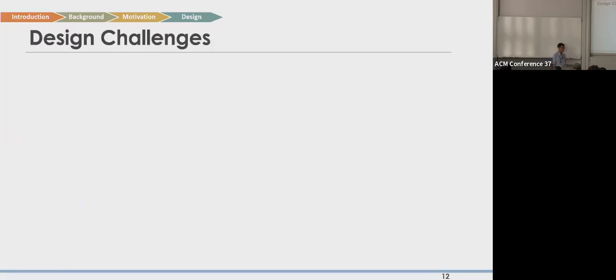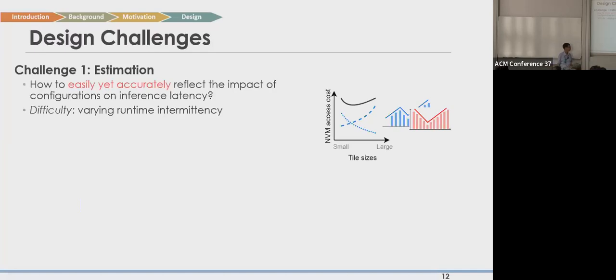And to realize such a design, we need to address two key challenges. The first one is how to easily and accurately estimate the performance for different configurations. This is not trivial because there are two main factors for the performance. One is data reuse and another is data refetch. And both factors will be affected by the input power strength.